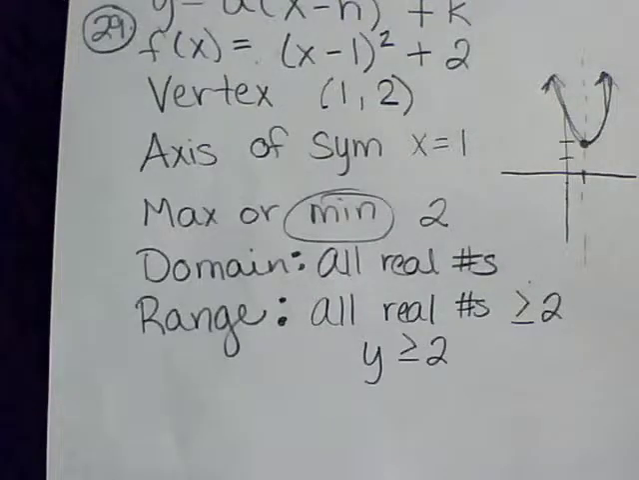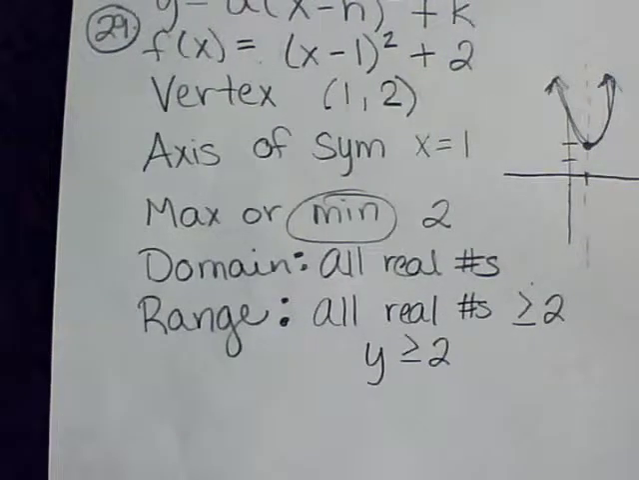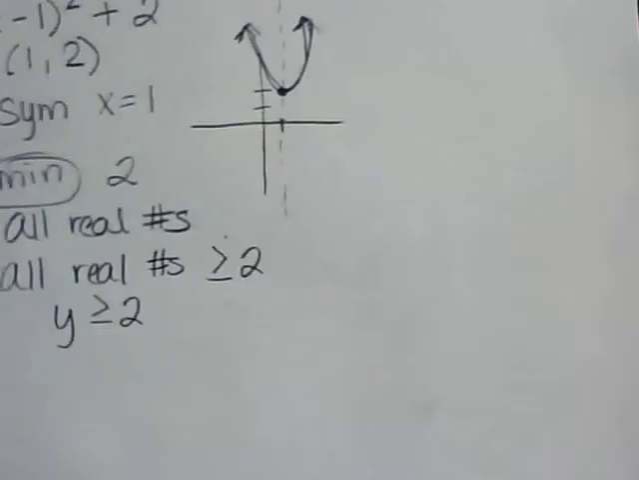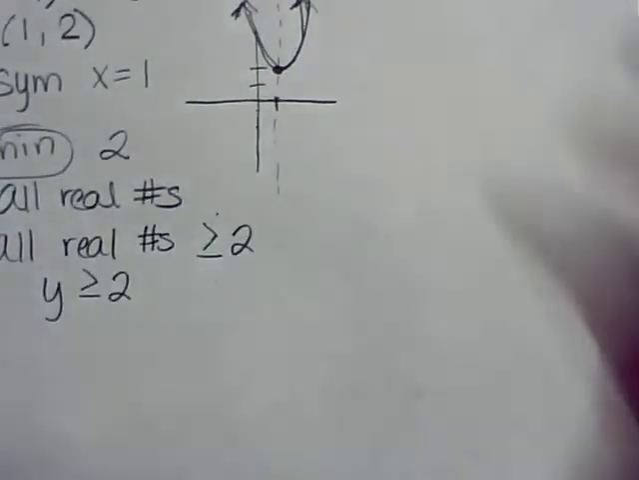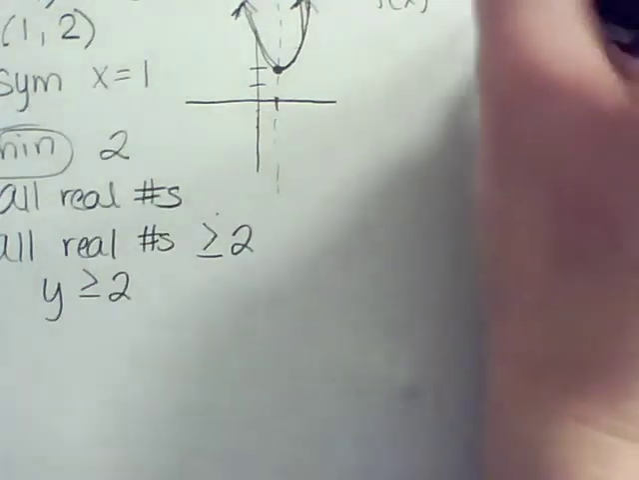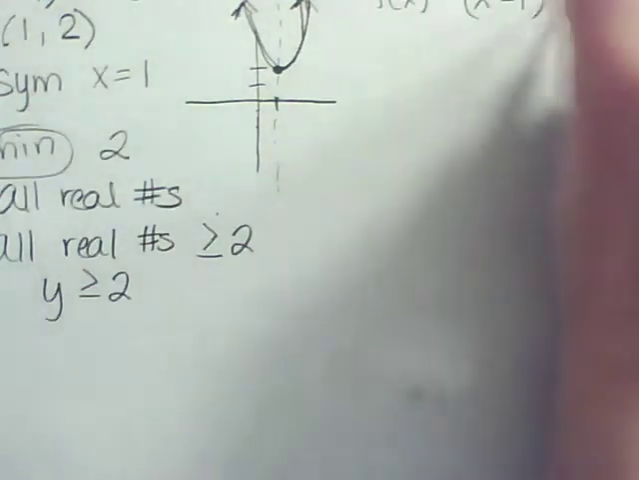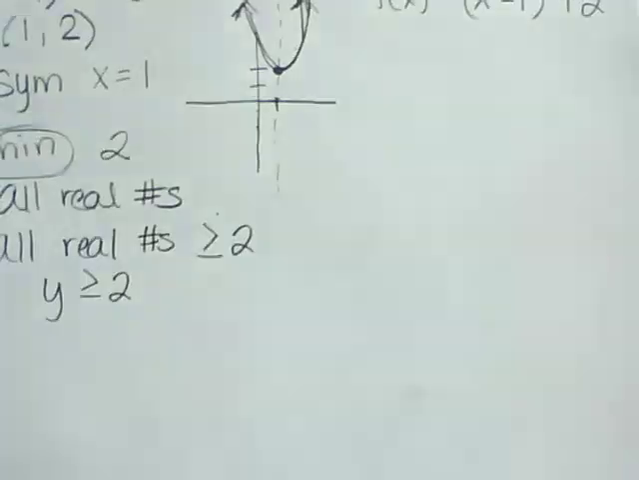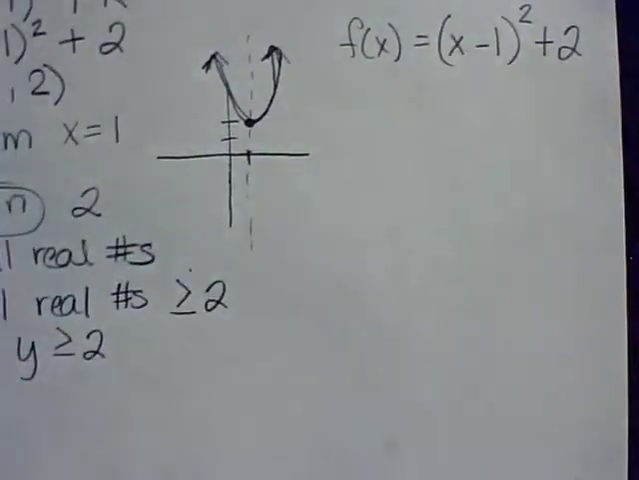We want to find actual points for x and y. I'm going to have to scroll over here. I'll rewrite your equation: f of x equals (x minus 1) squared plus 2. You can't see it. Okay, so if we want to find actual values for x and y, remember that y is going to be dependent on whatever you put in for x.